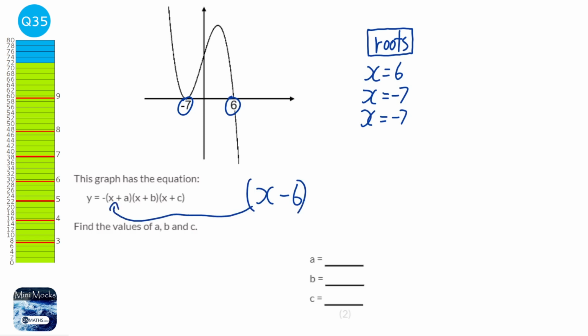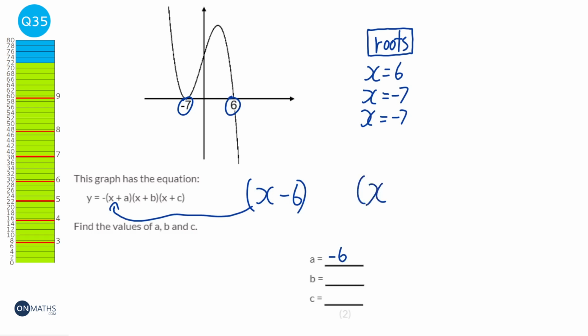And if we put in the value of 6, then it's 6 minus 6, which is 0, and so the whole thing is 0, because anything times 0 is 0. So if a is minus 6, let's have a look at b. So what does b have to be?